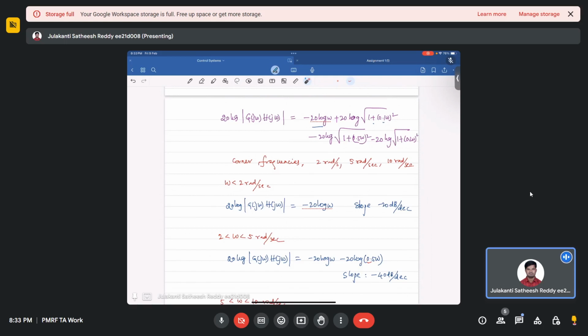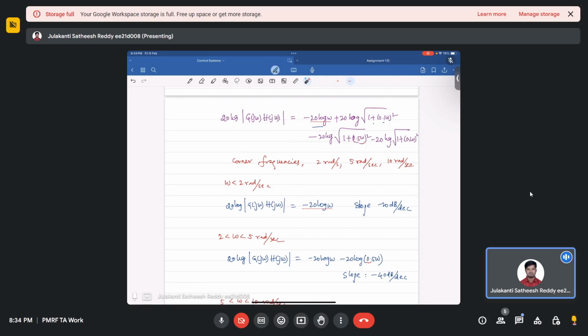Now more than 2, less than 5. More than 2 means, if it is 0.5 into 2, then what will you get? 20 log 2. So what is the 20 log 2? It is the 3 dB frequency, right? That is the error, but we are not considering it. What we are considering is, if it is more than 2, then it is more than 1.